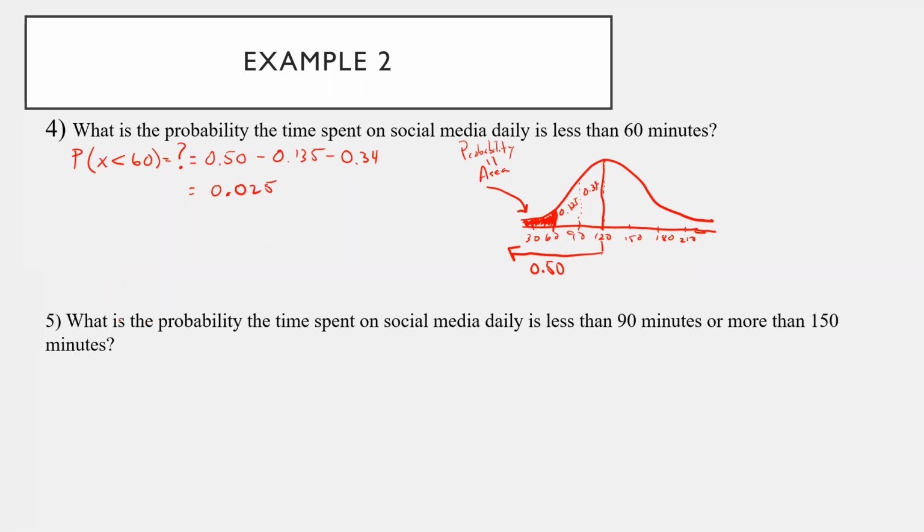All right, let's try this one. What is the probability the time spent on social media daily is less than 90 or more than 150? So it's the probability that X is less than 90, or X is greater than 150.